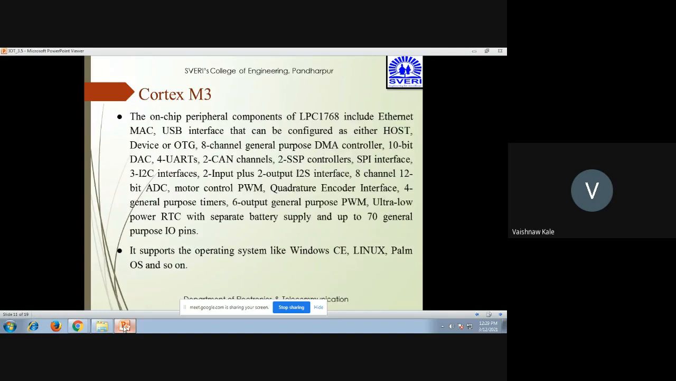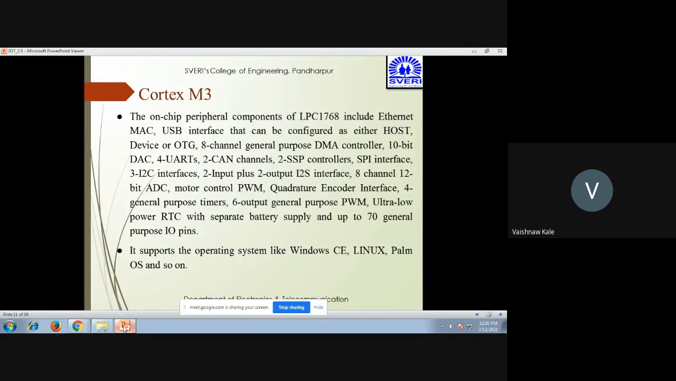Then the Cortex M3's on-chip peripheral components include Ethernet MAC, a USB interface that can be configured as either host, device or OTG, an 8-channel general purpose DMA controller, 10-bit DAC, 4 UARTs, 2 CAN channels, 2 SSP controllers, SPI interface, 3 I2C interfaces, 2 input plus 2 output I2S interfaces, 8-channel 12-bit ADC, motor control pulse width modulation, quadrature encoder interface, 4 general purpose timers, 6 output general purpose PWM, ultra low power RTC with separate battery supply, and up to 70 general purpose input output pins. So these are all the features from the block diagram of the Cortex M3.